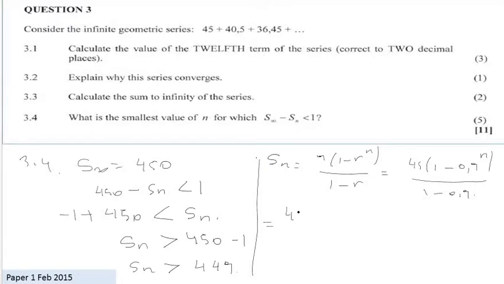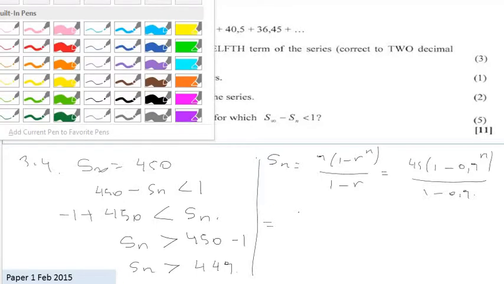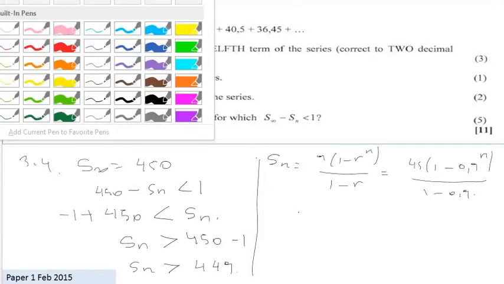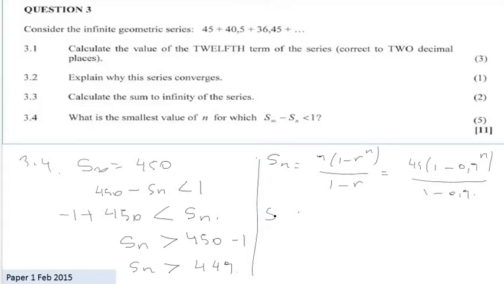So we have 45, so 1 minus 0.9. So we have 1 minus 0.9 gives 0.1. 45 divided by 0.1, we get 450. So here we're going to say Sn is equal to 450, and then we just add this expression.